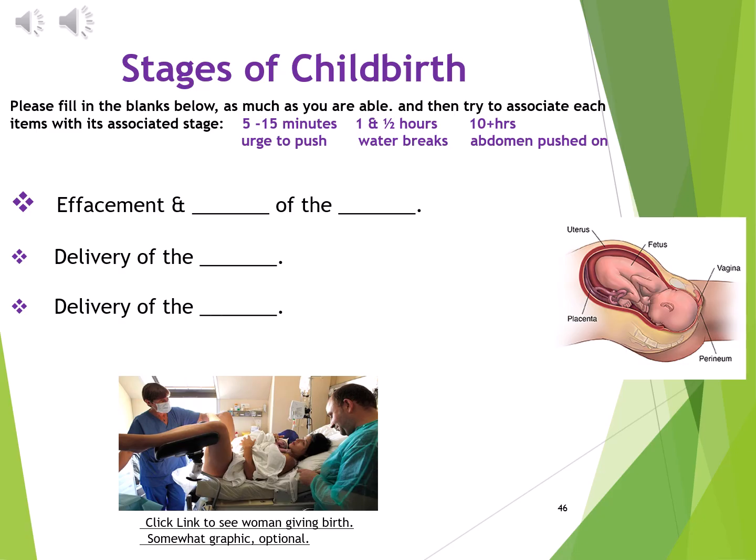Stage 3, some women actually report this to be the most uncomfortable part, others not, is delivery of the placenta or the afterbirth. Typically the medical assistant is going to be pushing firmly on the abdomen, and it can take 5 to 15 minutes.